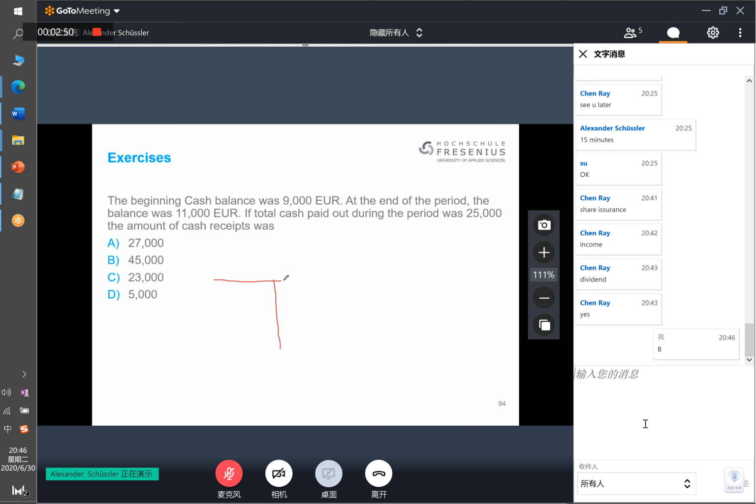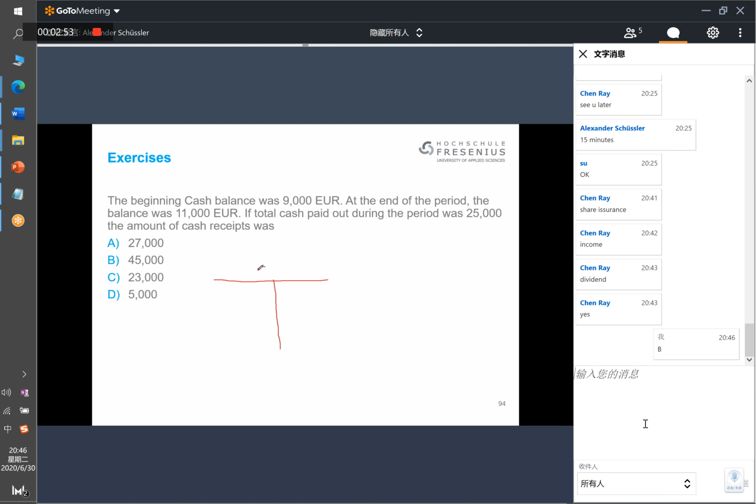So let me put the account in. So this is the cash. The beginning balance is 9,000. At the end of the period, the ending balance says it is 11,000. So this is 11,000. That's the ending balance. It has to be on the debit side, because we have an asset account, cash.